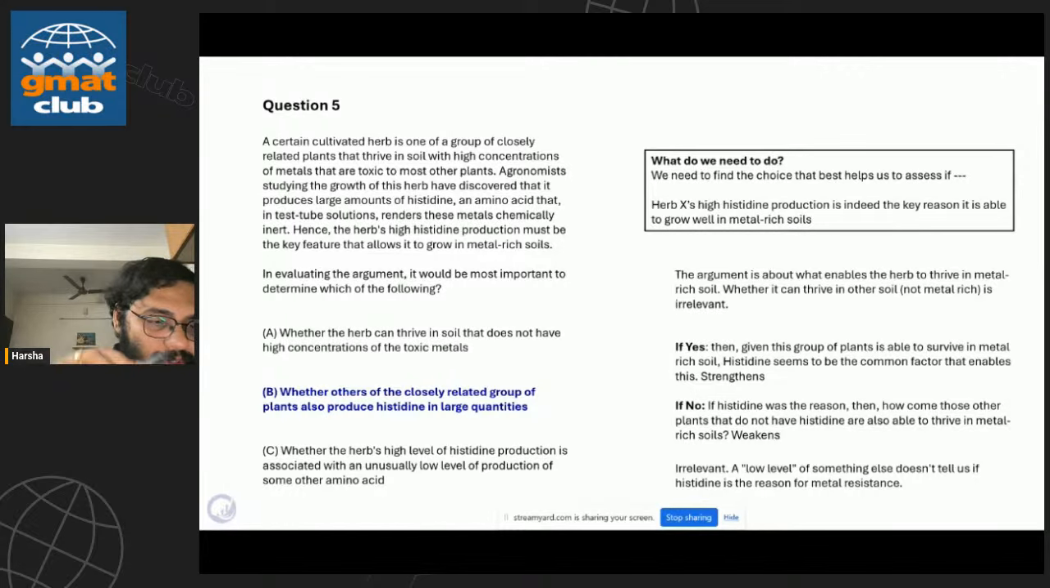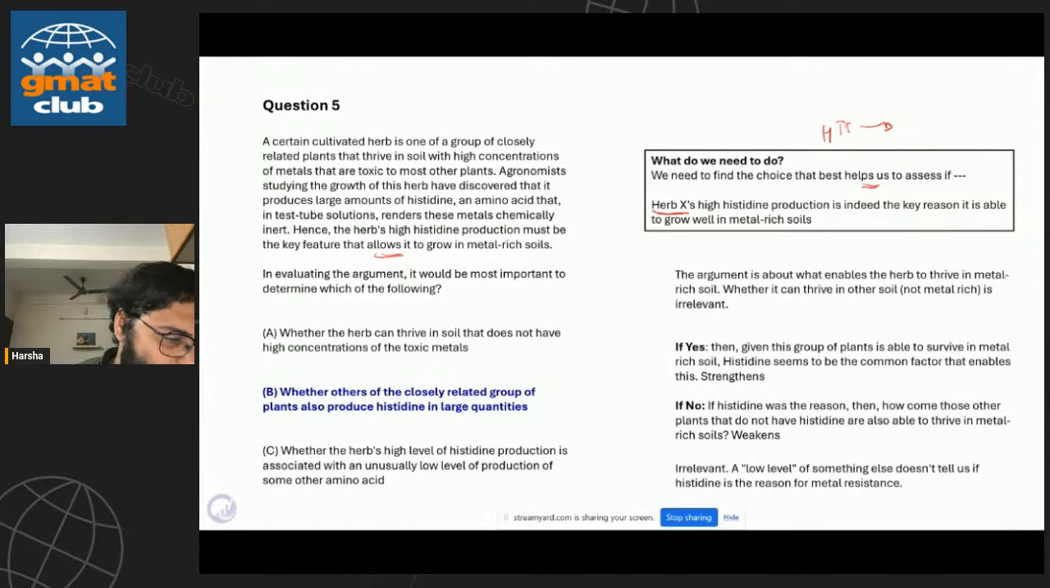So I hope the question is clear. What is it you need to do? What is it you're trying to assess? Is it really the case? We need some choice which will help us determine if indeed herb X's high histidine production is the reason for its ability to really grow well in metal rich soil. It should be that feature which allows it to grow well in metal rich soil. Yeah, that's point one.